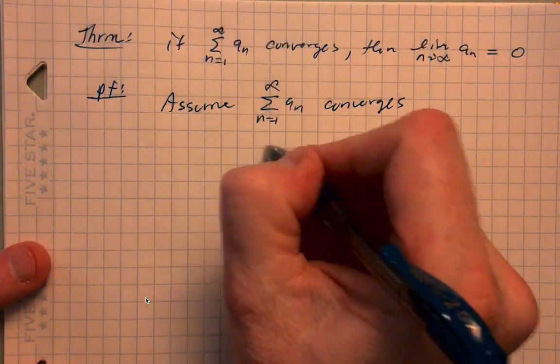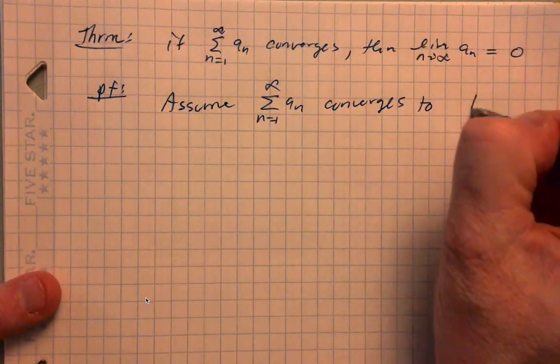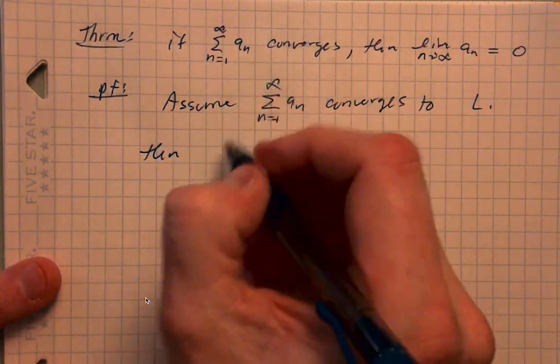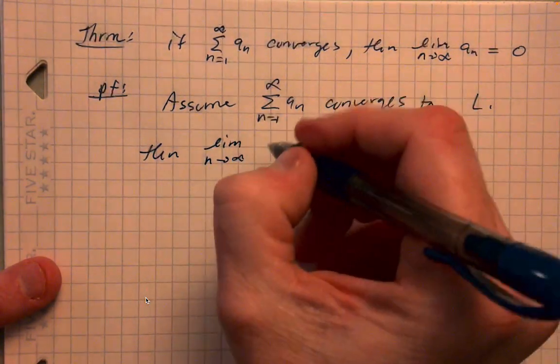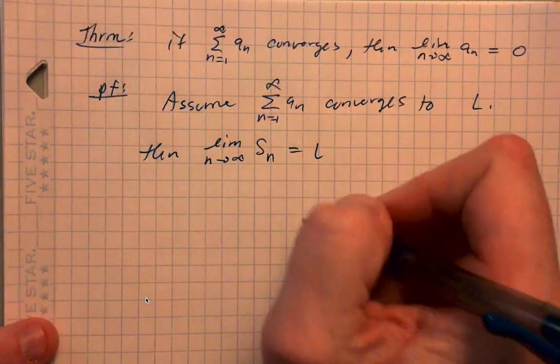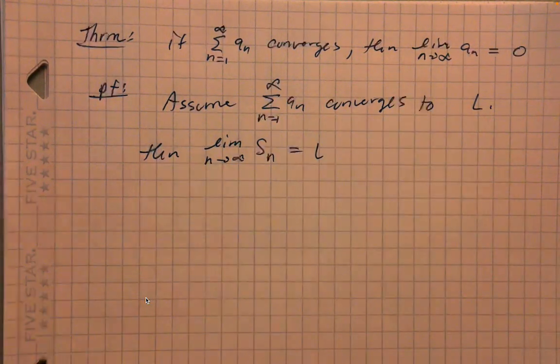Right, and let's say that it converges to L. So it's going to equal some value L. Well, then we know that the limit as n goes to infinity of the nth partial sum must equal L.